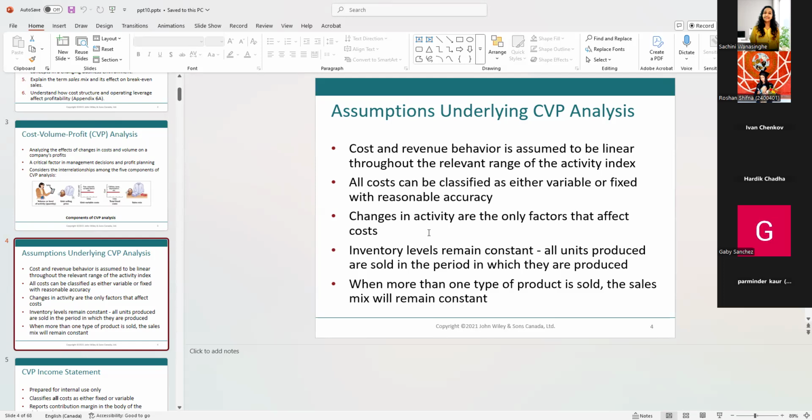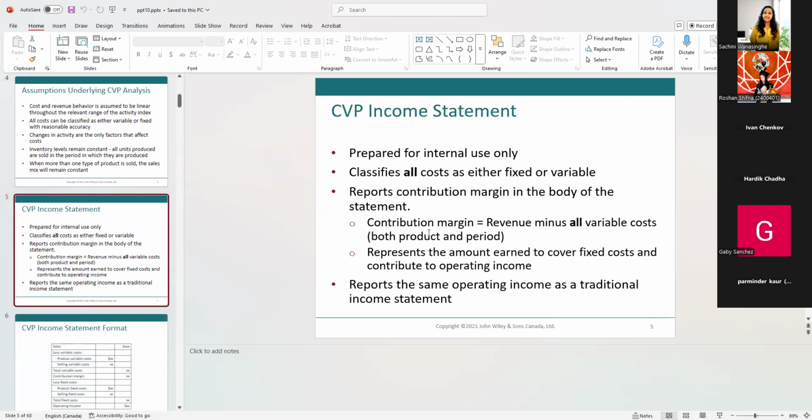We're not going to build inventory. We're going to sell all the products that we're producing through the period when we're doing these calculations. And if we have to sell more than one product, the sales mix of those products is never going to change. So now, how are we going to do this?